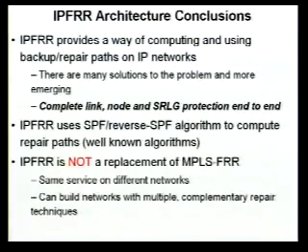So let me hit you with the architectural conclusions that we want you to walk away from. And there will not be a quiz on all of the techniques. We think that IP fast reroute does provide a way of computing and using backup repair paths in IP networks. There's many solutions. There's going to be more emerging. And we believe that it provides a complete link, node and SRLG protection end-to-end. We use a very easy, well-known, straightforward algorithm, the shortest path first, or reverse SPF algorithm, to compute the repair paths. No tricks, no PhDs are required to understand these algorithms.